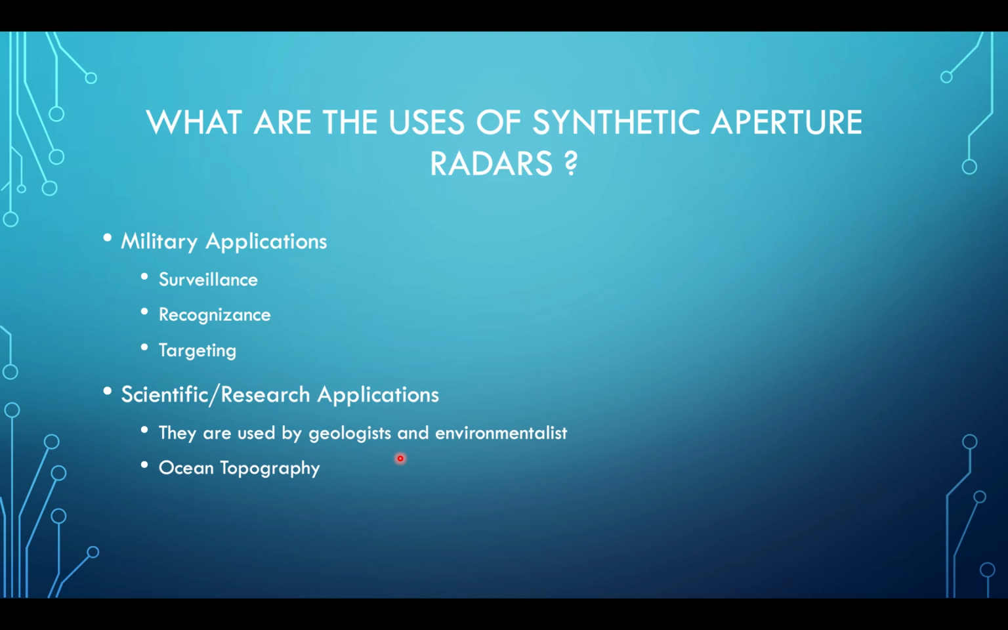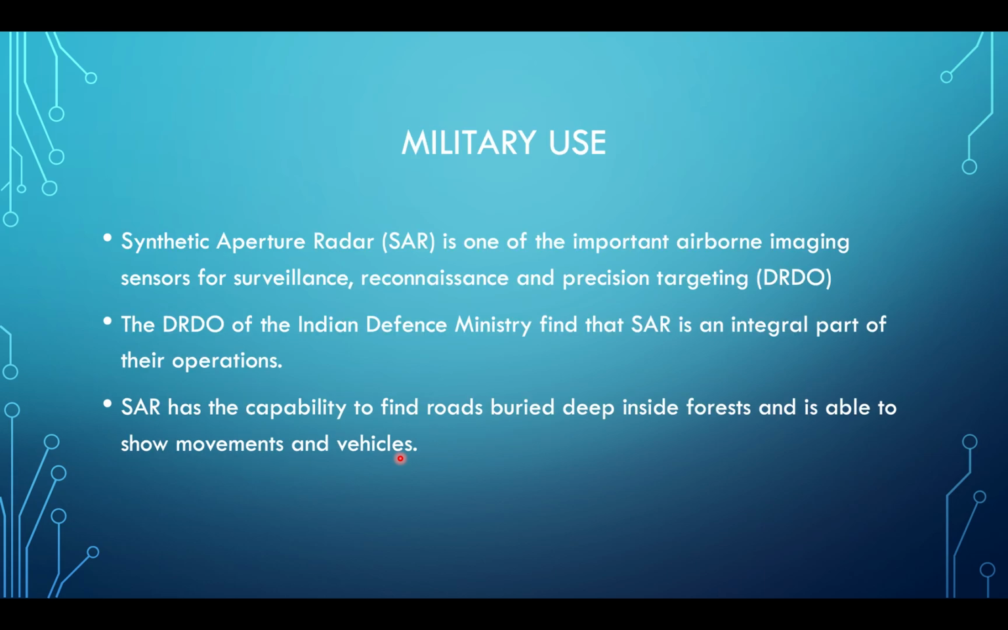So what are the uses of synthetic aperture radars? There are predominantly two uses: military applications, and scientific and research applications. In military applications, obviously there's surveillance, reconnaissance, targeting, etc. But they're also used by geologists and environmentalists to find oil and oil leaks, and for ocean topography, to map the ocean bed floor and find underwater volcanoes. So they're used for a lot of research purposes also, and not just military. But we will be talking predominantly about the military use of these.